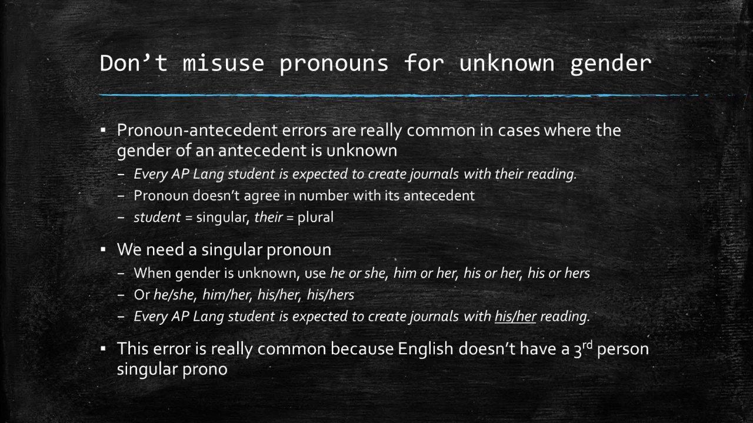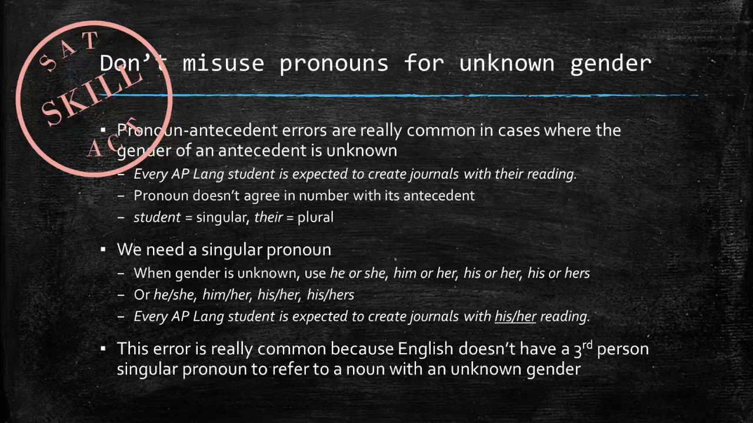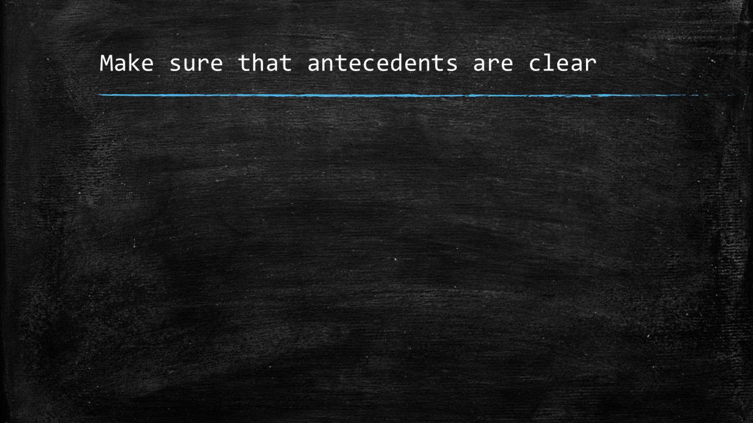This error is really, really common because English does not have a third-person singular pronoun to refer to a noun with unknown gender. And so a lot of people just throw in the their, not knowing that that's actually plural, and that makes the sentence wrong. Pronoun antecedent errors of any kind are big time on the SAT, ACT, so please mark that down as an SAT, ACT skill. Next up, let's look at ambiguous antecedents.